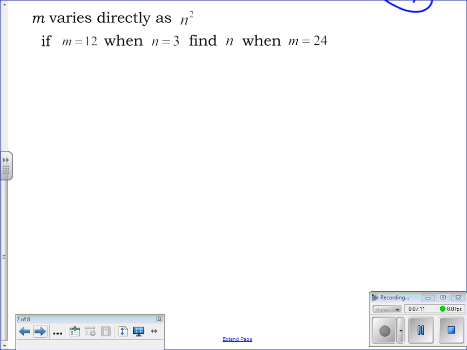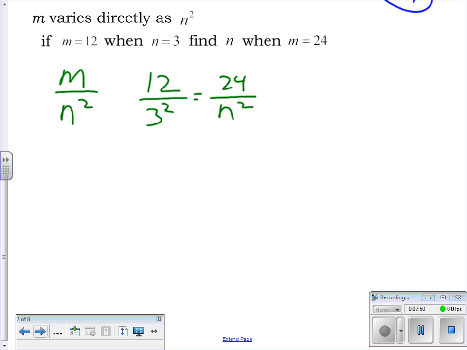Now, the next one's a little more complicated. You have to be careful. What am I comparing? M and N squared, not N squared. Okay? So if M is 12 when N is 3, I have 12 over 3 squared, not 12 over 3, 12 over 3 squared. Find N when M is 24.